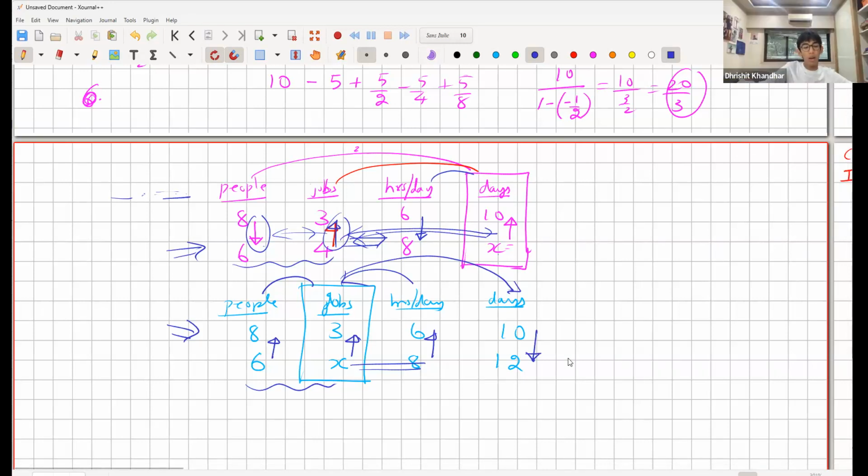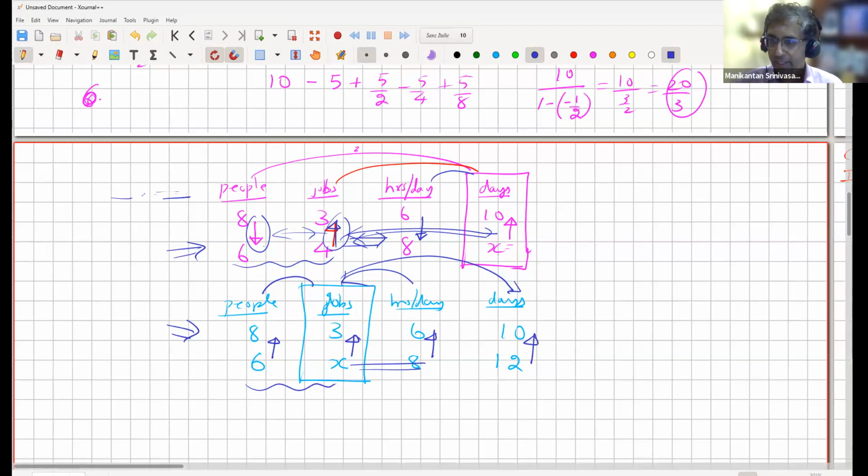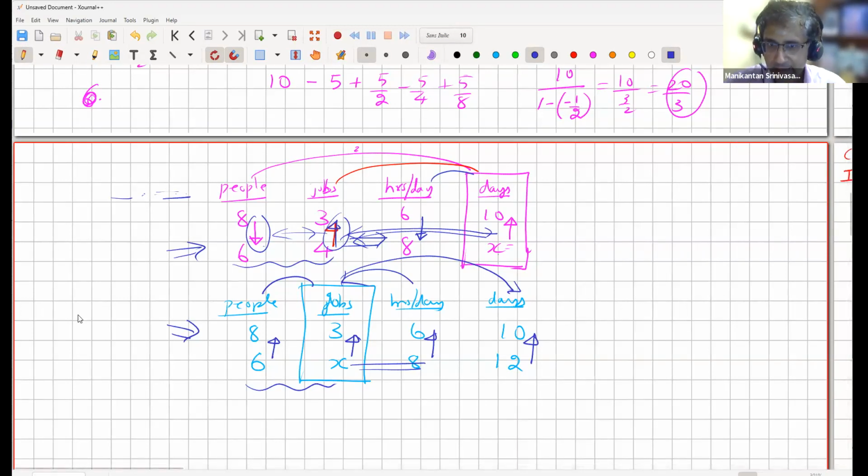How would more jobs require fewer days? Because more people are working towards the same thing. So jobs and days, forget everything else. More jobs will require more days. Oh, sorry. Yeah, more jobs will require more days. You're absolutely right. Maybe I said it wrong. That's precisely right. Anyway, the point is highlighted that the direction of the arrows could change.